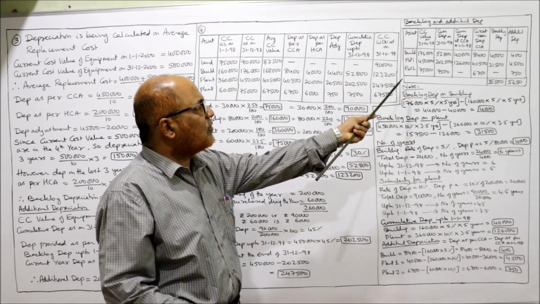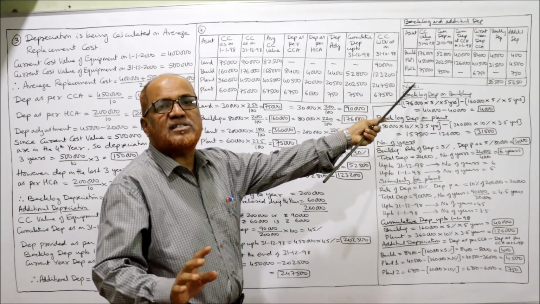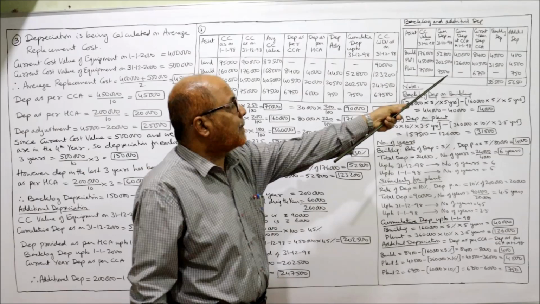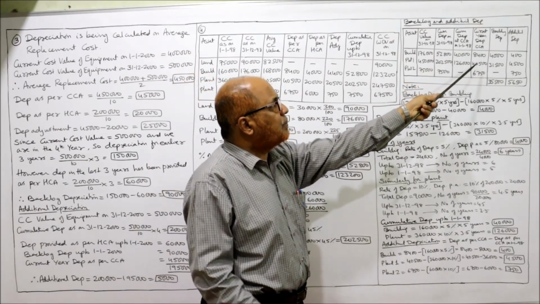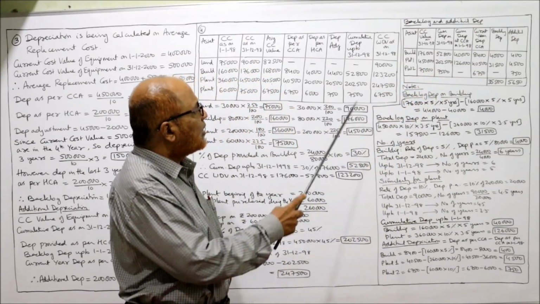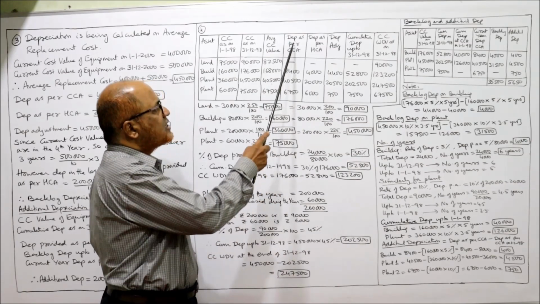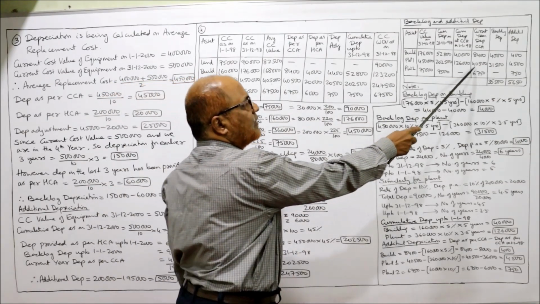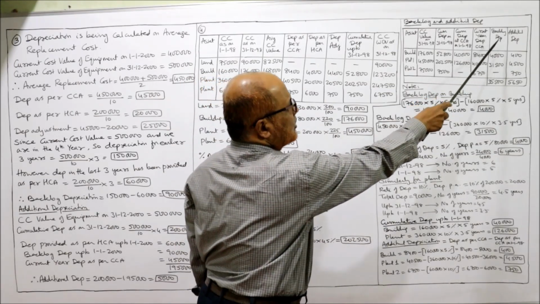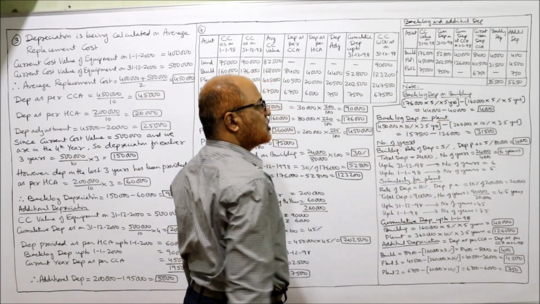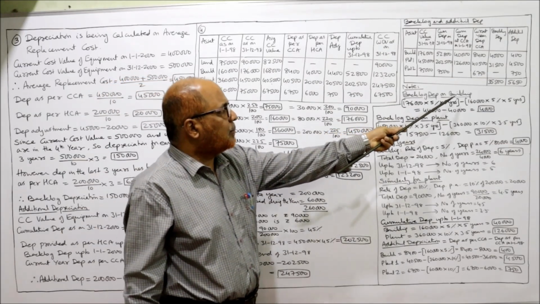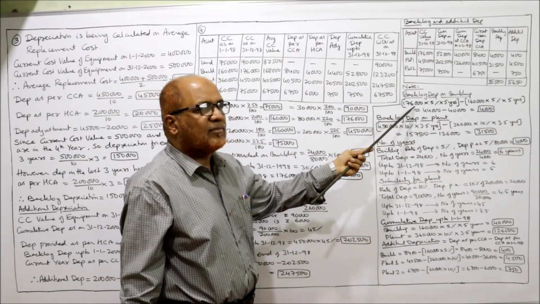The second plant was not purchased earlier, it was purchased on 1st January only. So there is no cumulative depreciation for second plant. Now current year depreciation as per CCA. Already you have calculated current year depreciation as per CCA: 8,400, 40,500, 6,750. Now backlog depreciation. How to calculate backlog depreciation? Here I have calculated. Backlog depreciation on building 1,76,000.